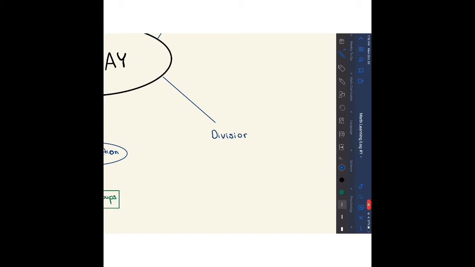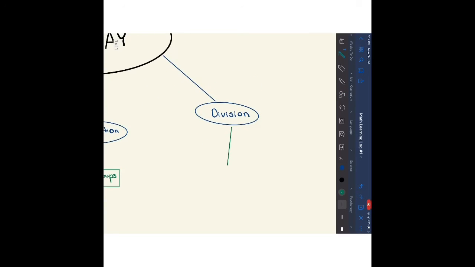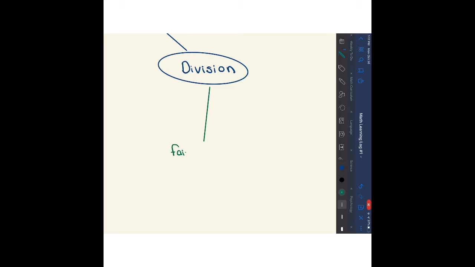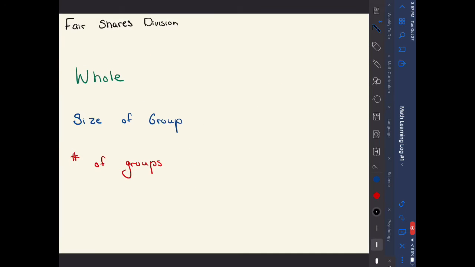Now that we can see the relationship between arrays, addition, and multiplication, we will now look at arrays with division, which is also called fair shares division. So fair shares division uses the concept we discussed previously called part-whole. And this is where you have the whole number, the size of the groups, and the number of groups.